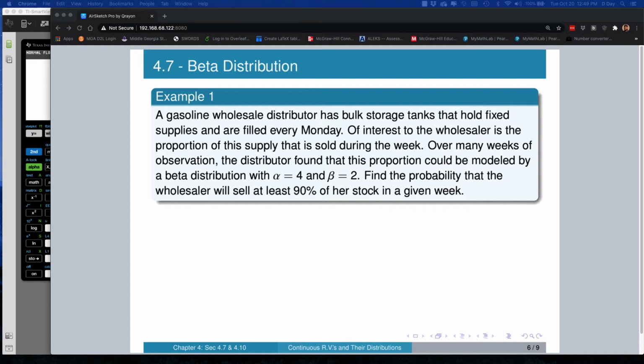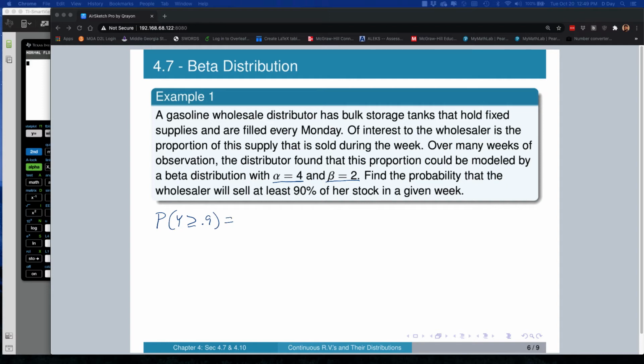So example 1 says a gasoline wholesale distributor has bulk storage tanks that hold fixed supplies and are filled every Monday. Of interest to the wholesaler is the proportion of this supply that is sold during the week. Over many weeks of observation, the distributor found that this proportion could be modeled by a beta distribution with alpha equal to 4 and beta equal to 2. Find the probability that the wholesaler will sell at least 90% of her stock in a given week. So they're really asking us to find the probability that y is greater than or equal to 0.9.